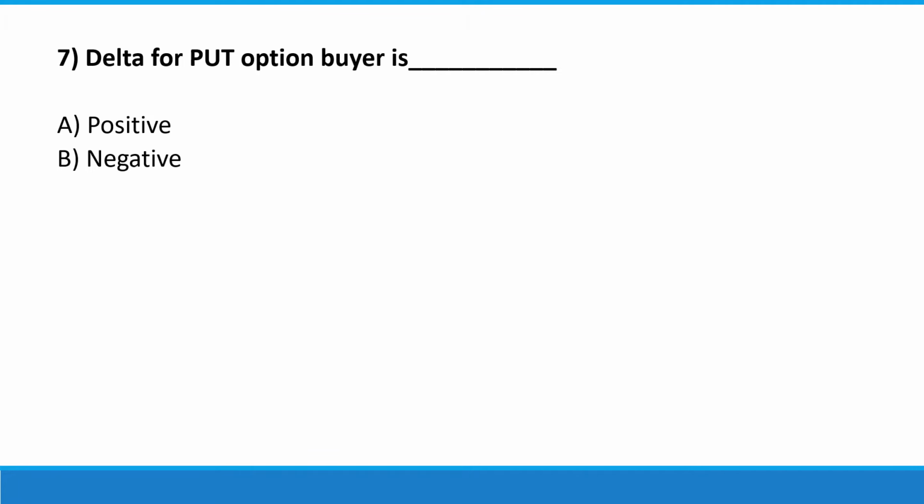Delta for a put option buyer is positive or negative? The correct answer is option B, negative.